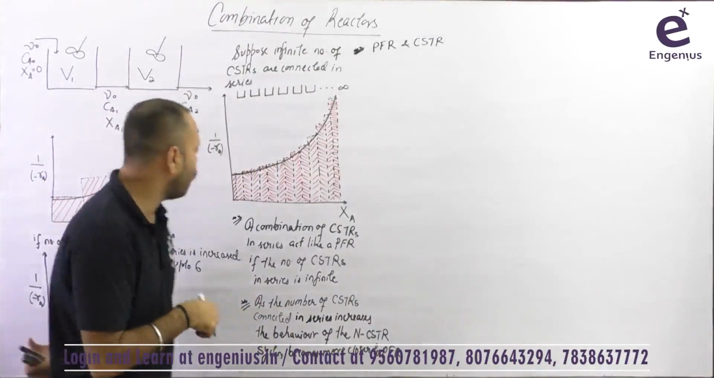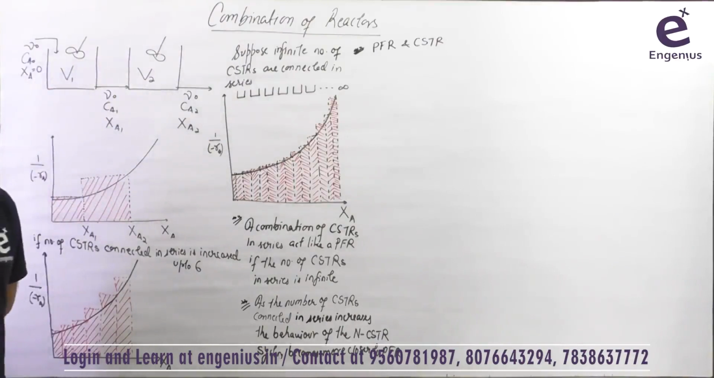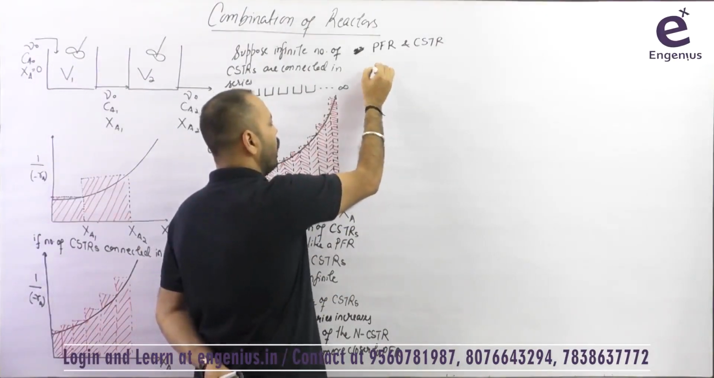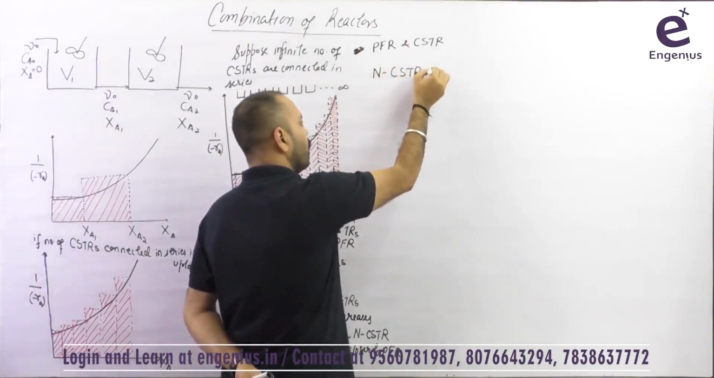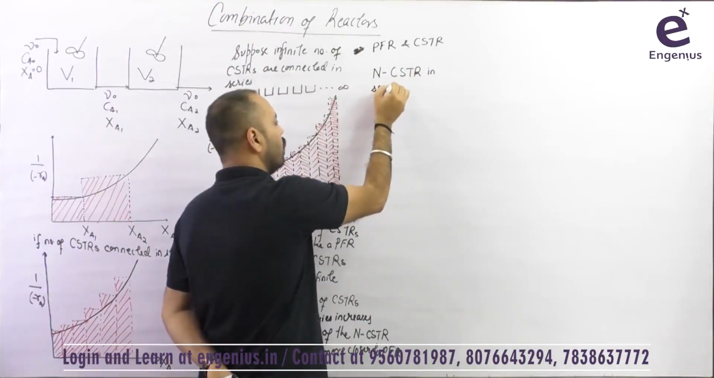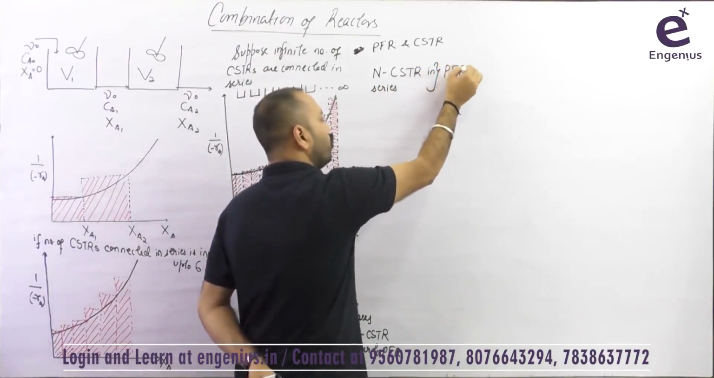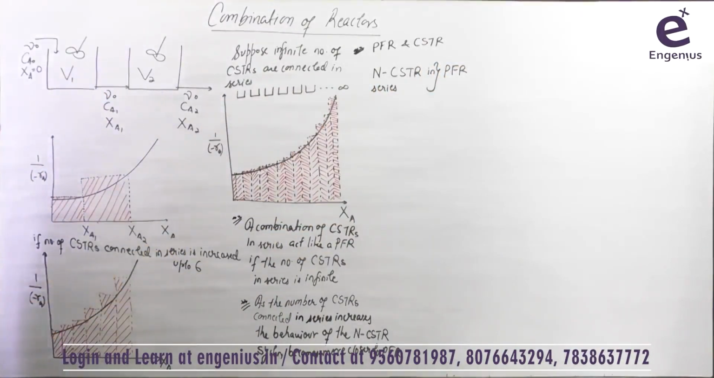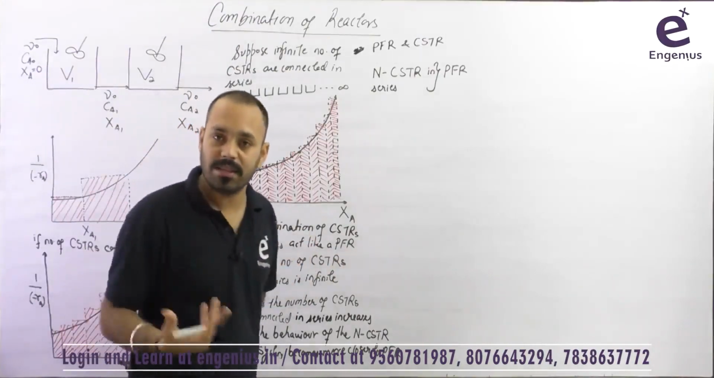Now what I'm saying is that a system of CSTRs connected in series is behaving like a PFR, behaving closer to the PFR. Fine. So I'm saying that this system of N CSTRs in series is behaving like a PFR. Of course, it will be exactly like a PFR when n is infinity. But if n is finite, at least it is more PFR than a CSTR. Getting my point?